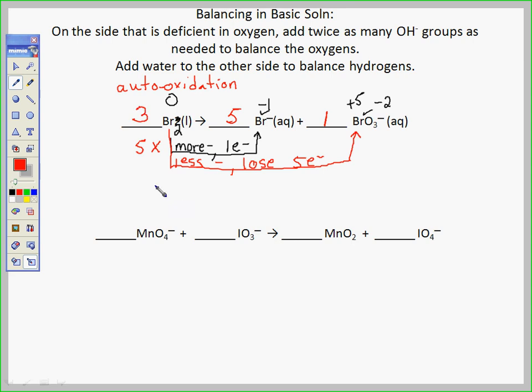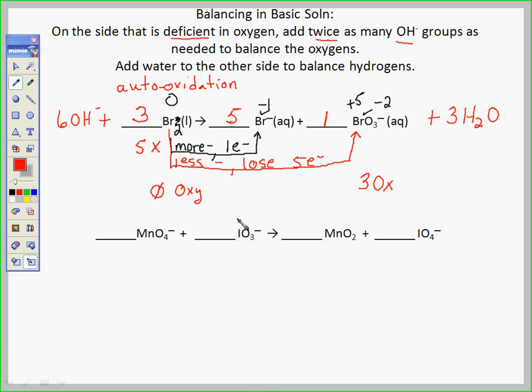Now, on the left-hand side, I have 0 oxygens. On the right-hand side, I have 3 oxygens. Now, in a basic solution, on the side that's deficient, whether it's the left or the right, it's the one that's deficient. Don't memorize left or right. I'm going to add twice as many hydroxides. So on this side, I'm deficient 3, so I'm going to add 6 hydroxides, which means I have to add 3 waters on my right-hand side.